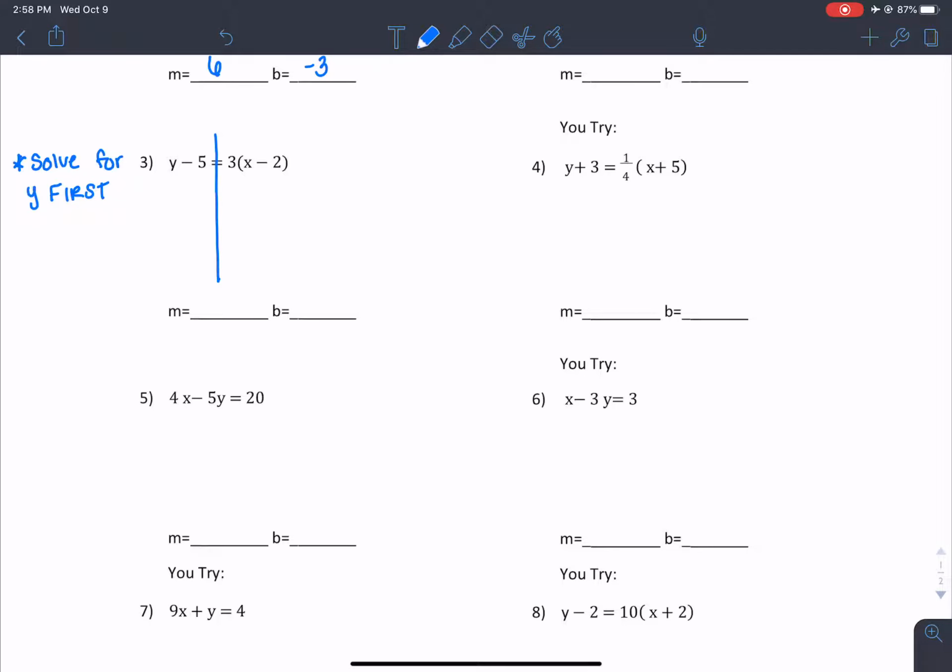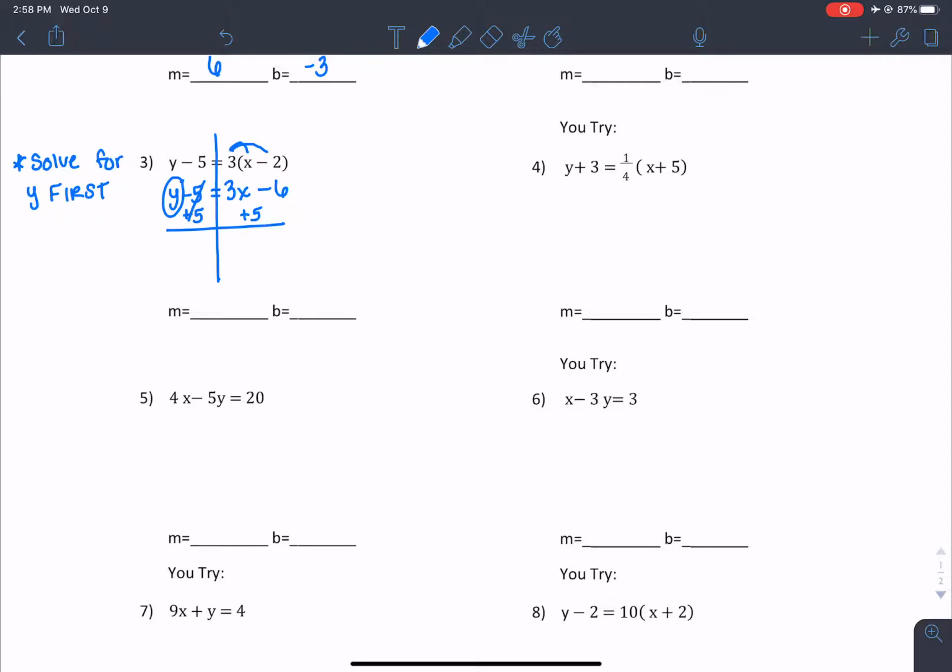So the first thing I need to do, remember, is we need to simplify everything we can. I need to distribute: 3 times x is 3x, 3 times negative 2 is minus 6. There's nothing else I can do with that because there's no like terms. So I'm going to bring the other side down: y minus 5. Now my goal is to get the y all by itself, which means the minus 5 needs to go away. The opposite of minus 5 is to add 5. So you add 5 to both sides.